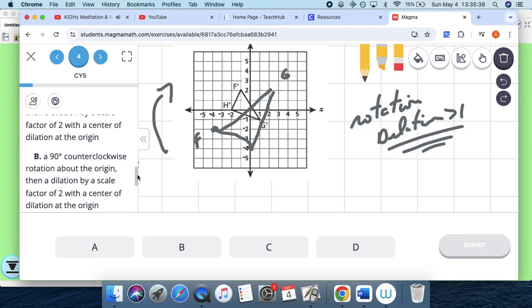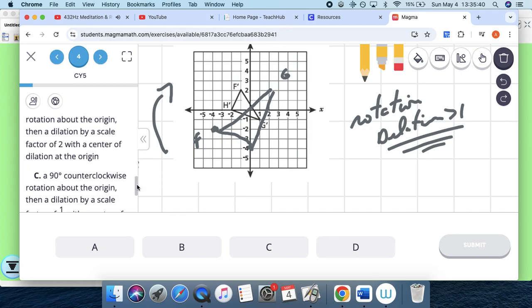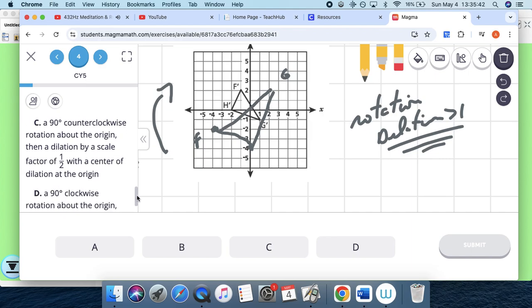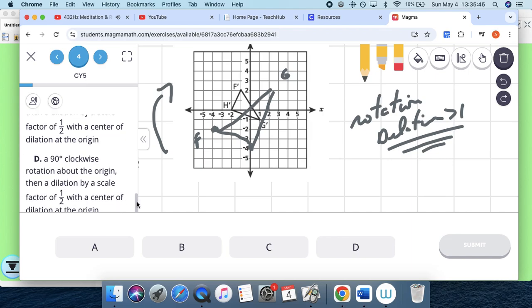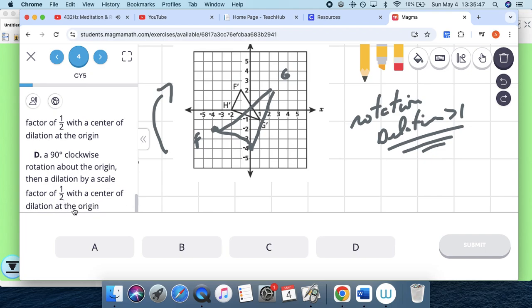B, it's a 90-degree counterclockwise. That's not it. C, counterclockwise. That's not it. And D, 90-degree clockwise rotation, and then dilation by a scale factor of half, which would make the triangle smaller. And actually, that's the one.